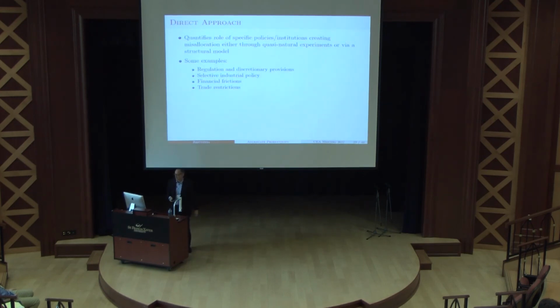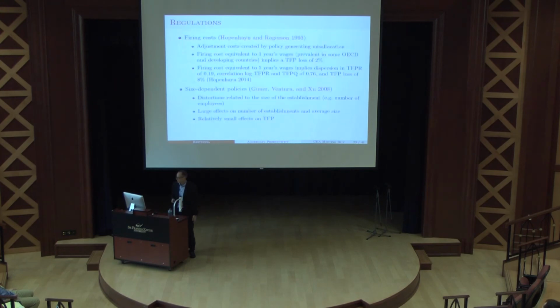The direct approach instead provides more emphasis on the measurement of the distortions directly and then assessing the quantitative impact of that. This may be done either through quasi-natural experiments, or some reform or some event that allows us to separate what effects that particular institution or policy has, or through some sort of structural model and the measurement of these policies. So there are many examples: regulation or discretionary provisions, industrial policy, financial frictions, trade. I'm just going to mention a couple.